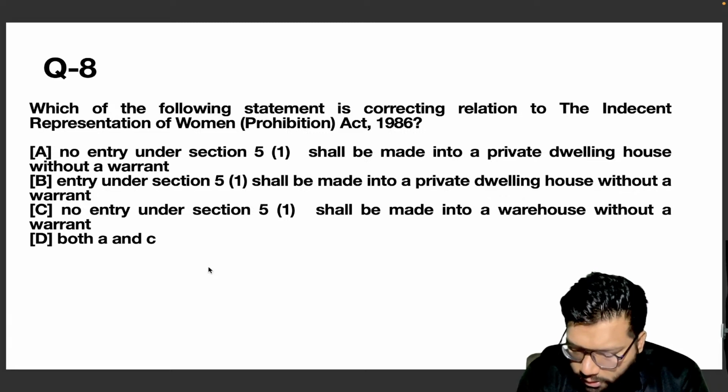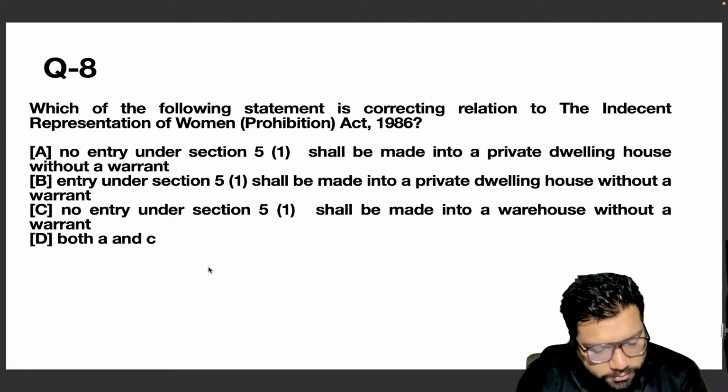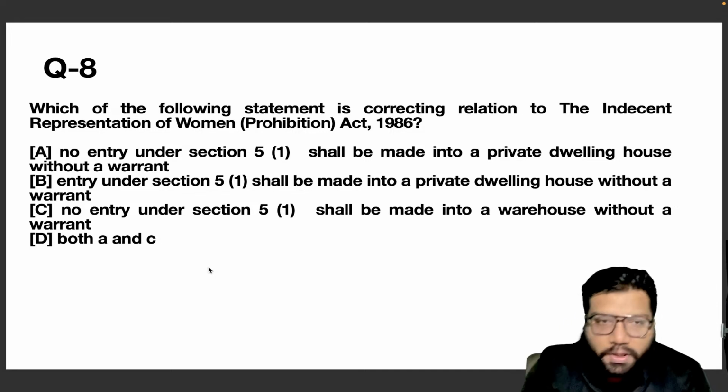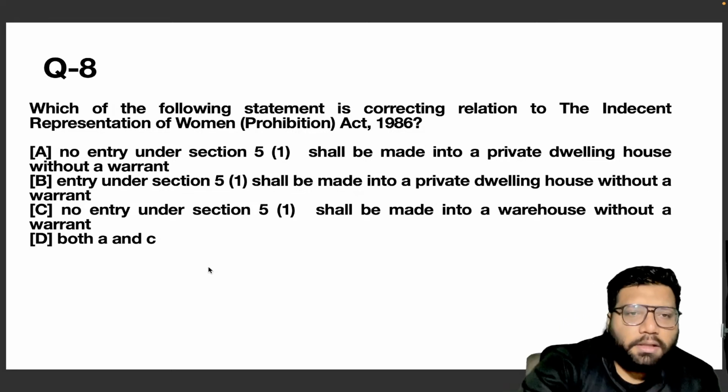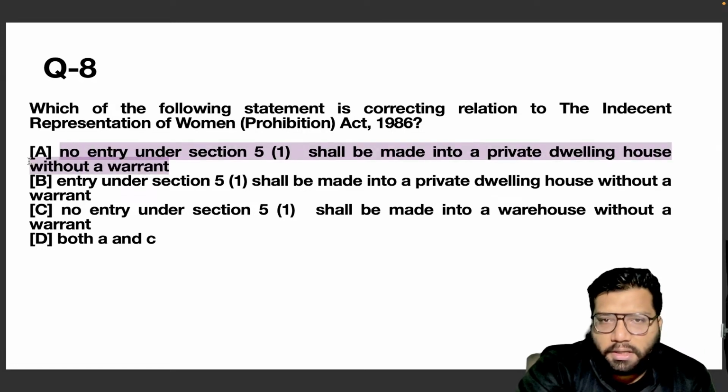Vandana and Pratyush, correct answer. Aprajita, please do correct. When it comes to question number 8, A is the correct answer. That is, no entry under section 5 clause 1 shall be made into a private dwelling house without a warrant. Okay. So this one is the correct answer.